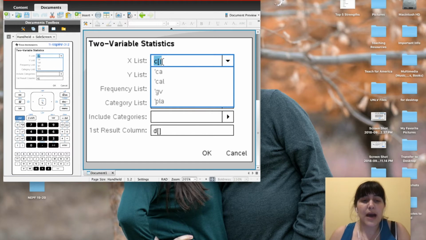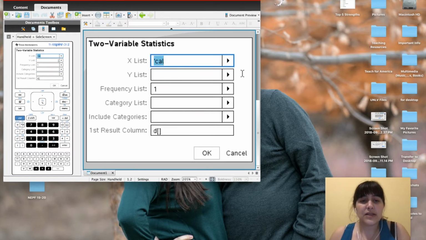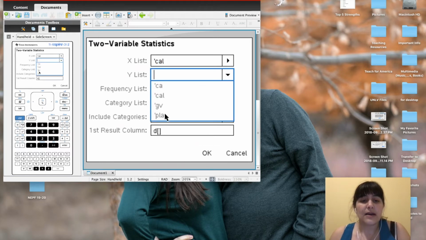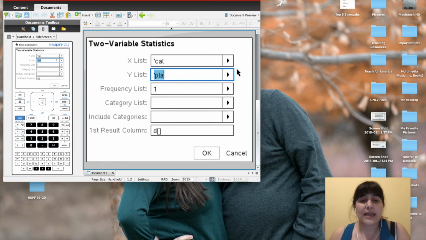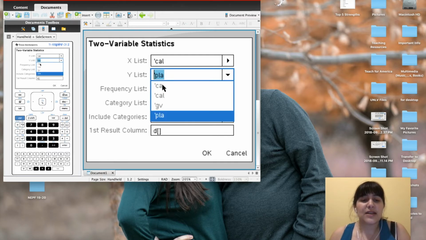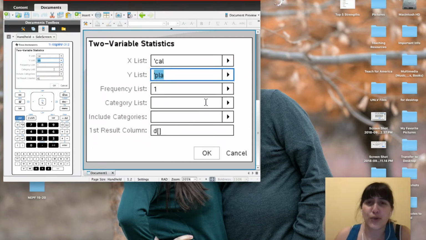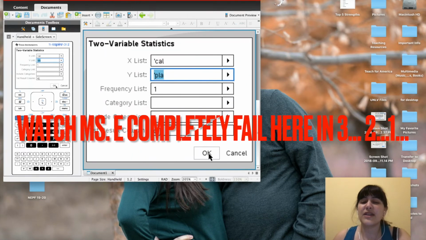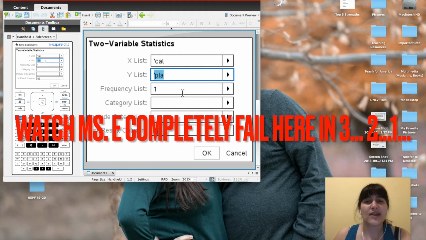Okay, so my X list is calcium, CAL, and placebo is my Y list. What I want you to notice here is if you watch the last video, see there's CA and GV. Those are from the confidence interval that I did. This is why it is very helpful to label your columns so that you know what you're dealing with. And it's easier to pick out when you do this in your calculator. Everything else stays the same. You just have to select your X list and your Y list. So then I'm going to press OK.